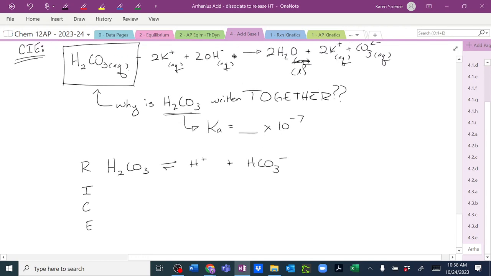So let's take a look at H2CO3, yes? And let's do a RICE table for it, yes? That's its dissociation. That's how much it dissociates. I'll stop writing so fast. I'll give you guys a minute to get caught up.